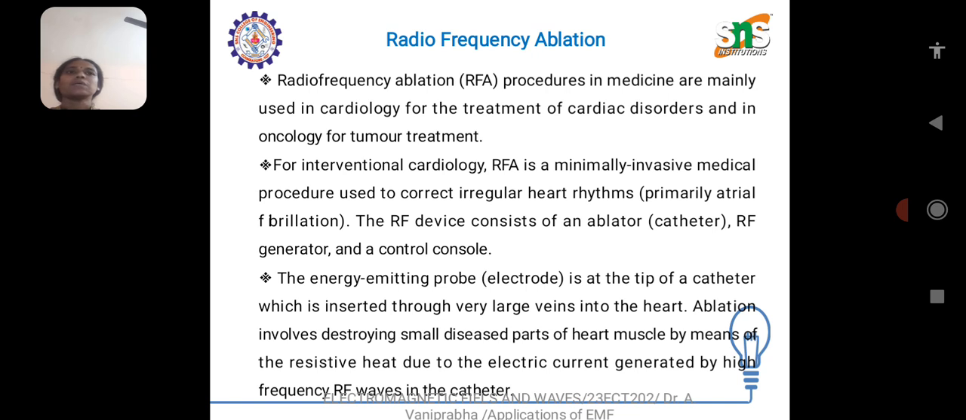The energy emitting probe is at the tip of the catheter, which is inserted through very large veins into the heart. Ablation involves destroying small diseased parts of heart muscle by means of the resistive heat due to the electric current generated by high frequency RF waves.